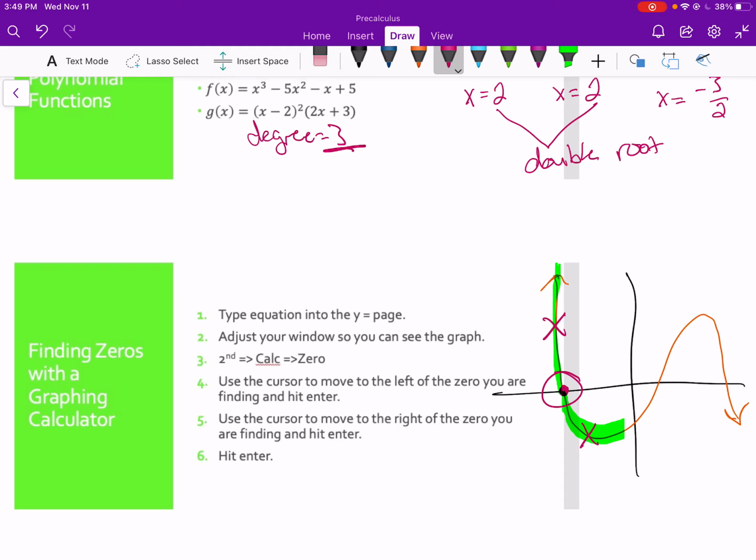Then you would just repeat the process over here using a left bound and a right bound. And same thing for this one with a left bound and a right bound.